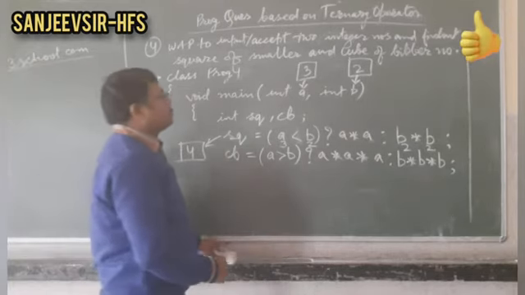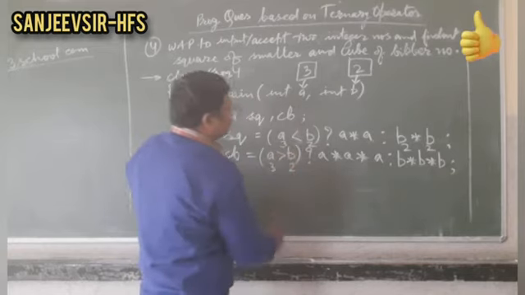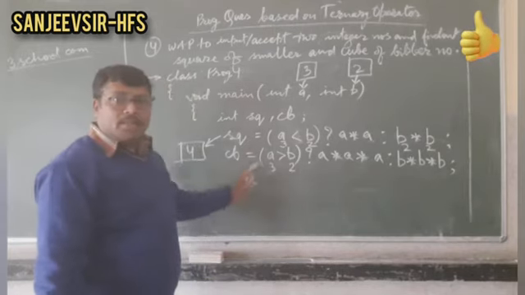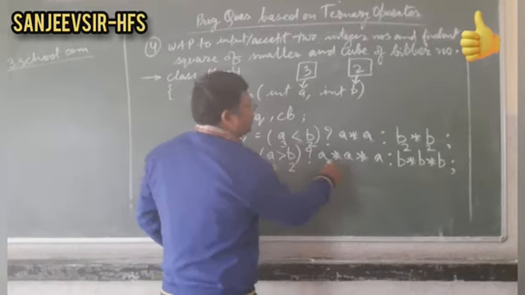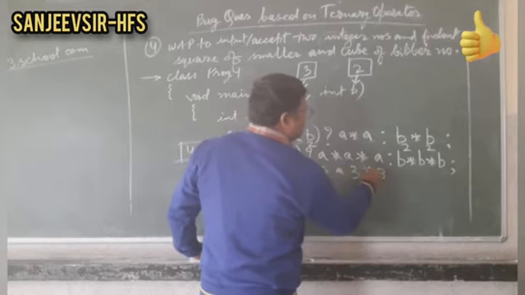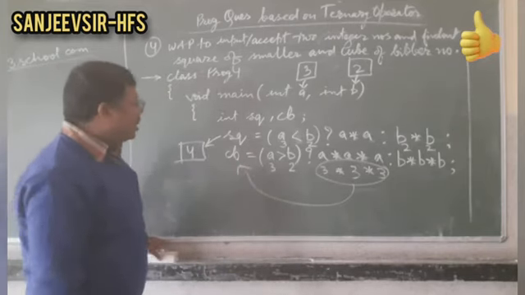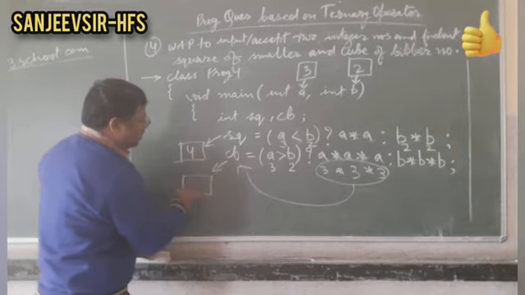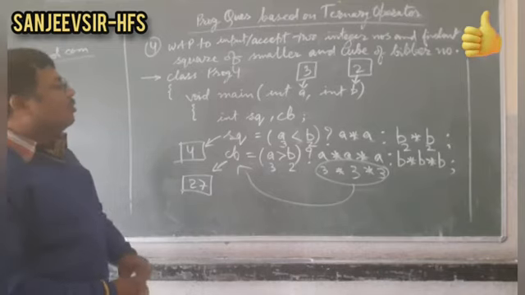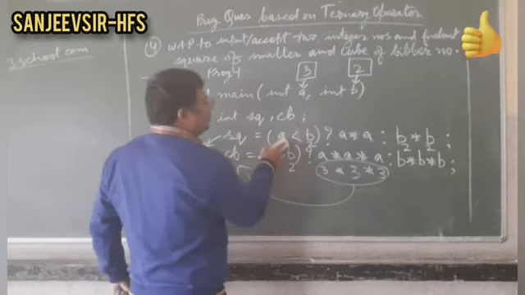But suppose we go to the next statement, where 3, 2 is given. 3 is greater than 2, that means a is greater than b, true. Then a into a, that means 3 into 3 into 3 is assigned into CB, so the CB value will be 27. So we have to display the square of the smaller number and the cube of the bigger number.